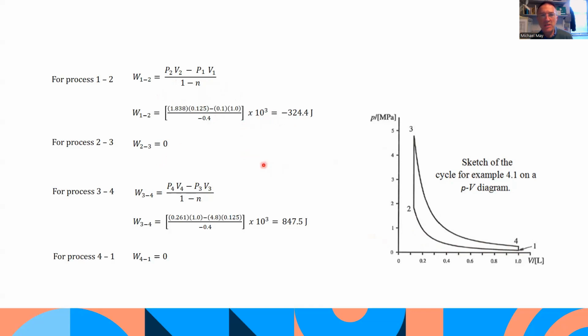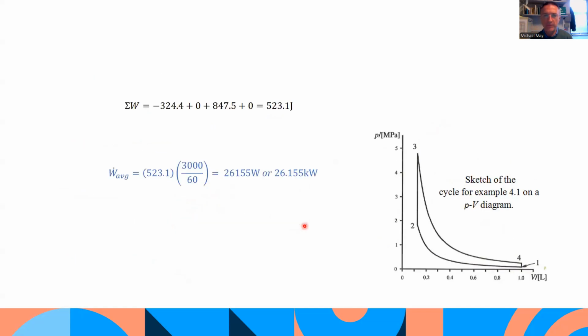For the second process between states 2 and 3, it's isochoric, so there's no work. And that's the same for process 4 to 1 during the exhaust. There's no work being done either there. So for process 3 to 4, we have the pressure and volume at states 4 and 3. We have the polytropic index as well. And the work turns out to be 847.5 joules. So there's work being done on the environment, so it's positive.